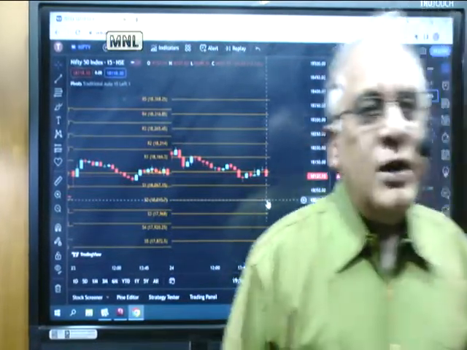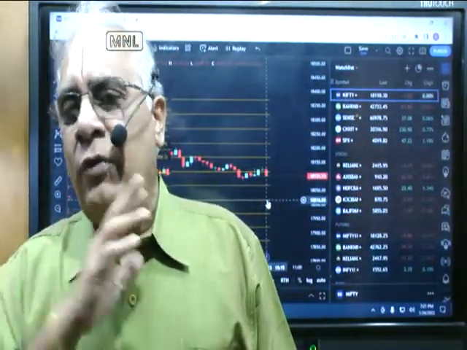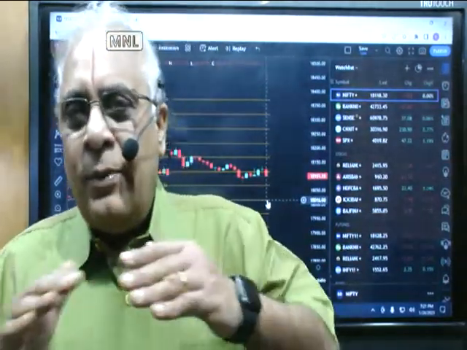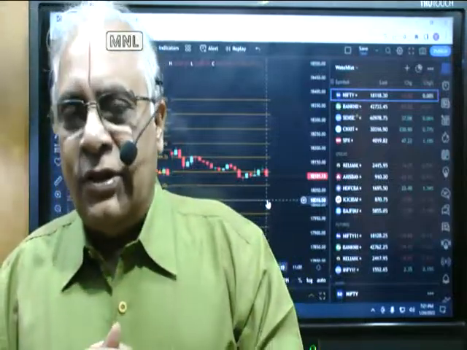So the pivot point is 18,126. So it has closed below the pivot point. So first of all, tomorrow it has to go above 18,126. But in the last couple of days we are seeing that 18,175 to 18,200 is acting as a resistance.